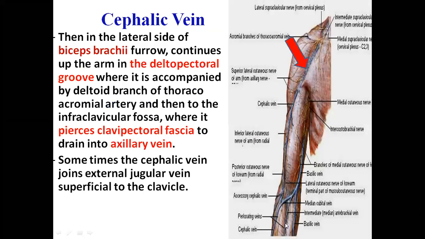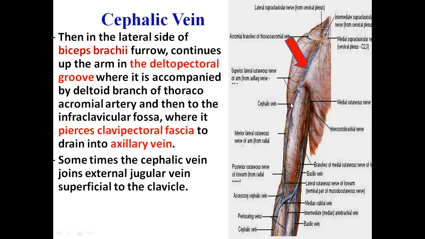Medial side we have basilic vein, lateral side we have cephalic vein. In front of the elbow, both are communicated by means of median cubital vein. Okay. Now, the cephalic vein, which has started from the lateral aspect of the dorsal venous arch, is seen on the lateral side of this muscle. What is the name of this muscle? Biceps brachii. Okay, lateral side of the biceps brachii.